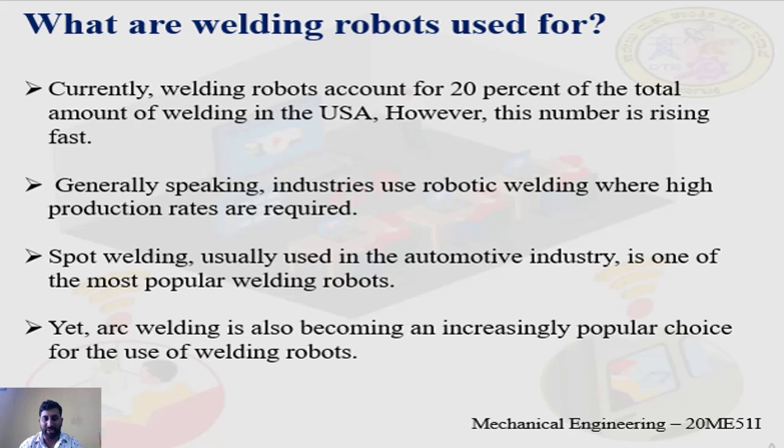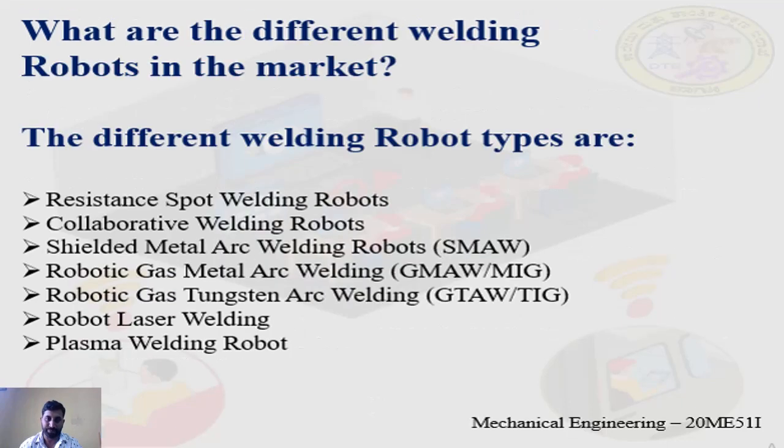Generally speaking, industries use robotic welding where high production rates are required. Spot welding, usually used in the automobile industry, is one of the most popular welding robots. Yet, arc welding is also becoming an increasingly popular choice for the use of welding robots.